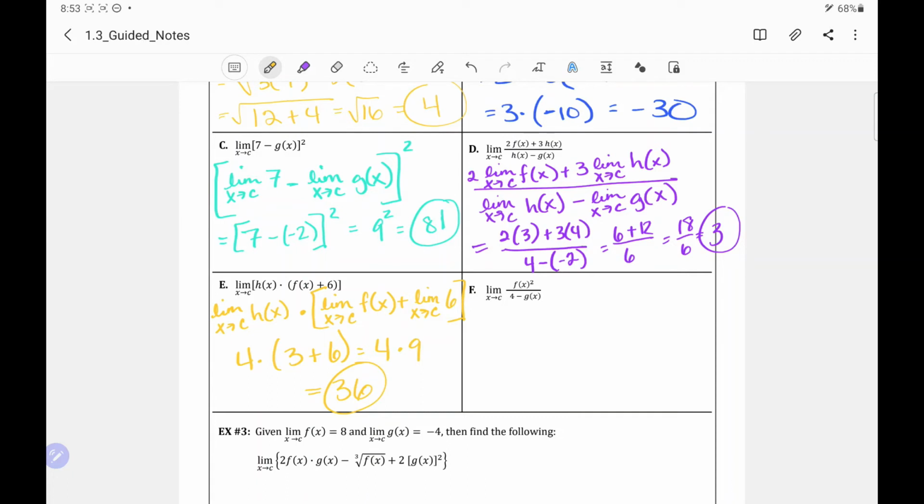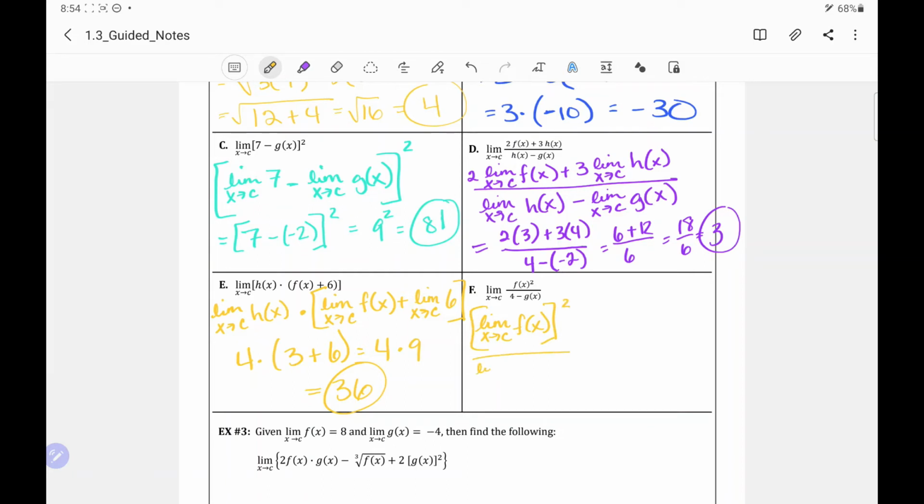Hopefully you're getting the hang of this, and you probably like, goodness, do I have to write out these limits? It's really good practice to help you memorize the rules, the properties. The limit as x goes to c of f of x squared. So in this case, we've got the x squared, and then we have a quotient. The limit as x goes to c of f of x squared over 4 minus g of x. So let's write that out. On top, we've got the limit as x goes to c of f of x, and we're going to square all of that.